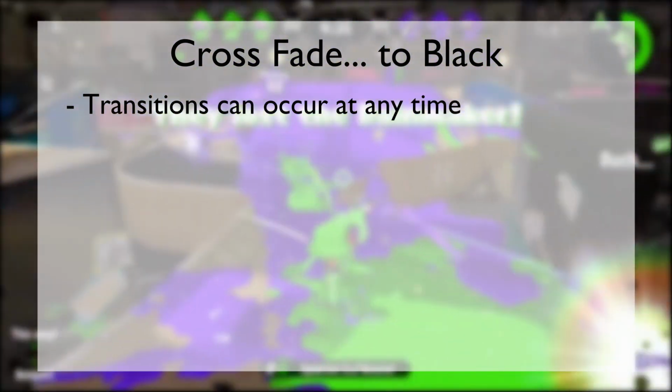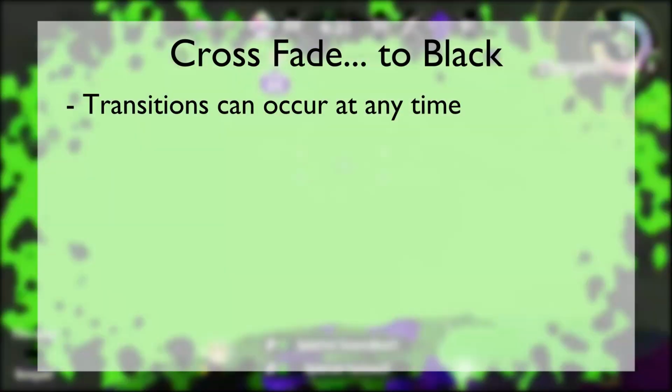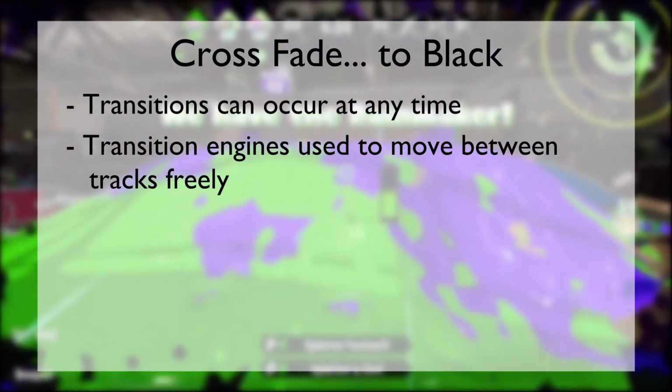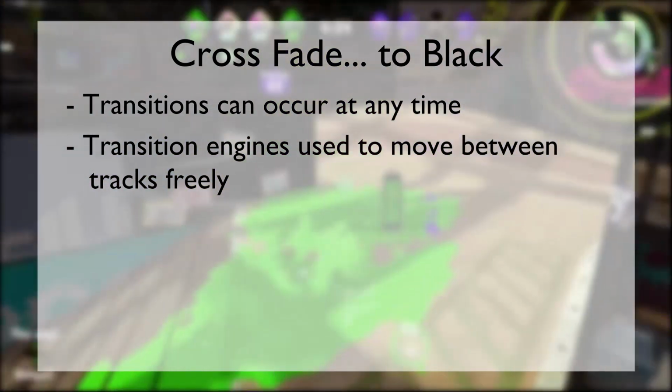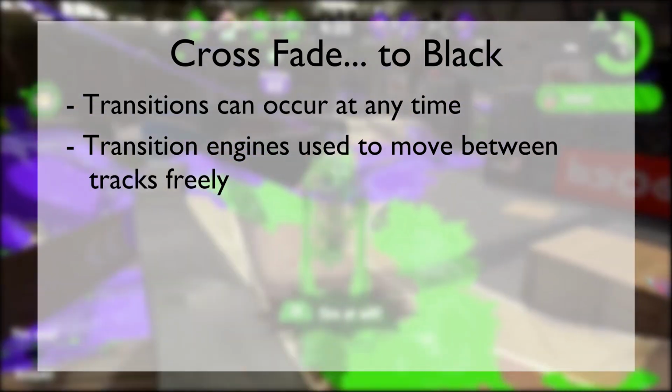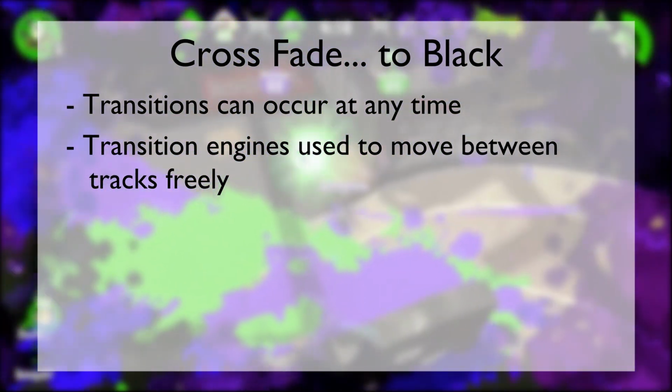Obviously, composers can't create material for every single possible transition. Instead, transition engines are used. These use a set of rules and structures to transition between tracks in real time. These transitions can take many different forms depending on the structure of the game.